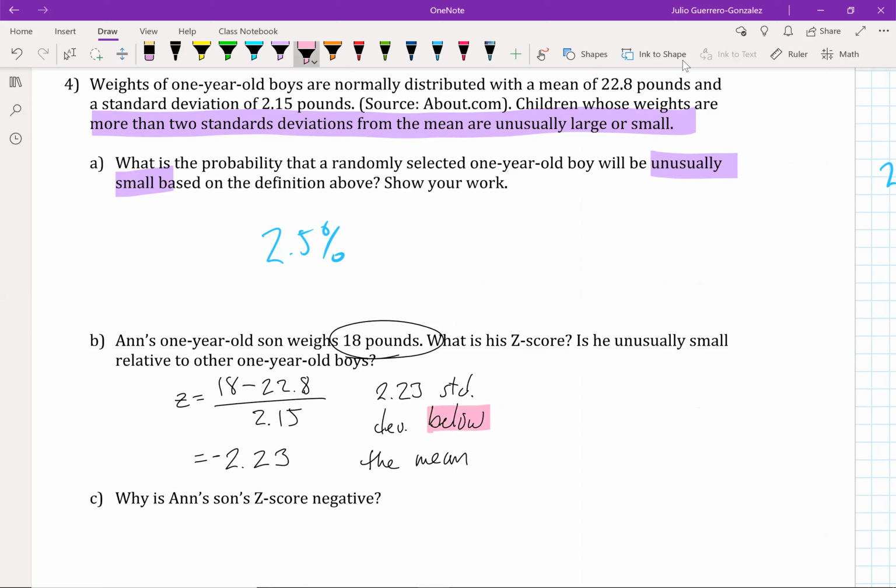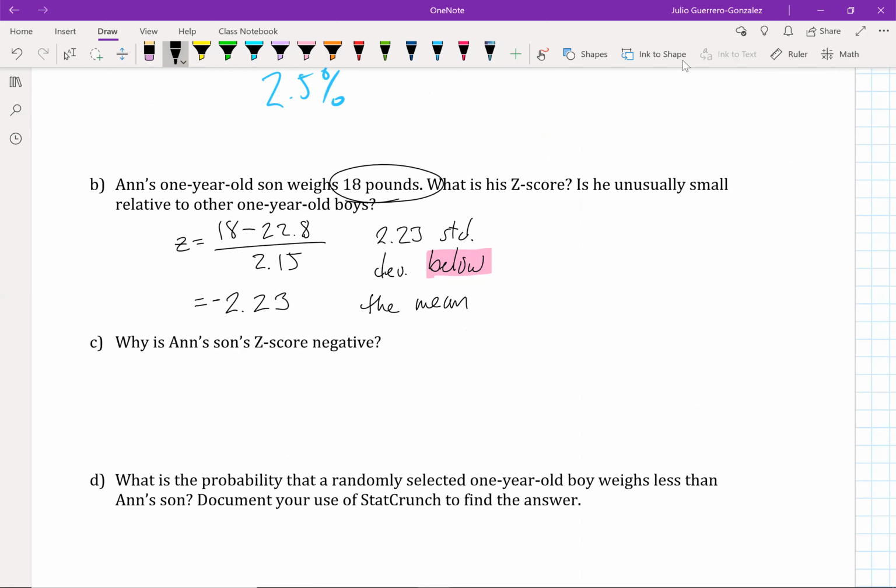So based on what's given up here, we can conclude that Anne's son is 2.23 standard deviations below the mean. So since it's more than 2 standard deviations below, we can say that it is unusually small, right? So negative, everybody got this right, below the mean, right?